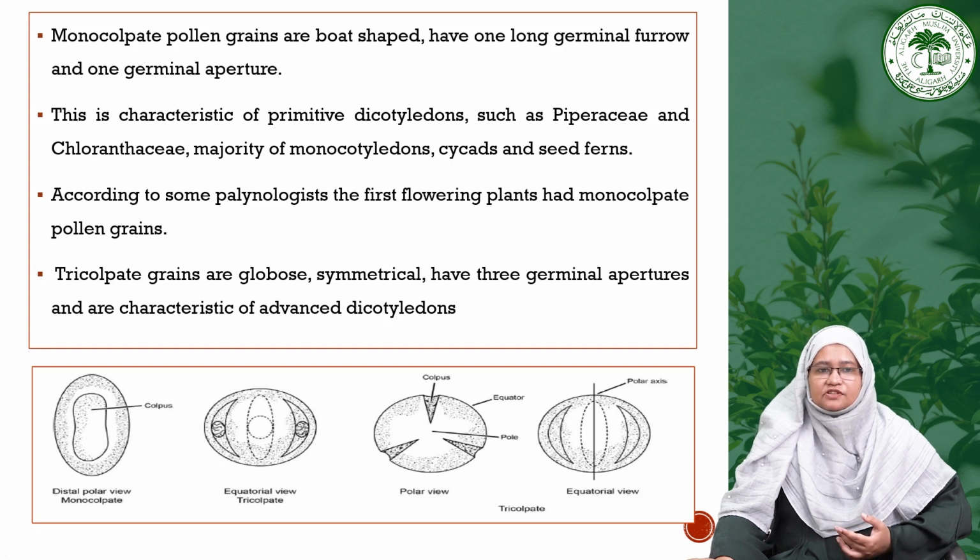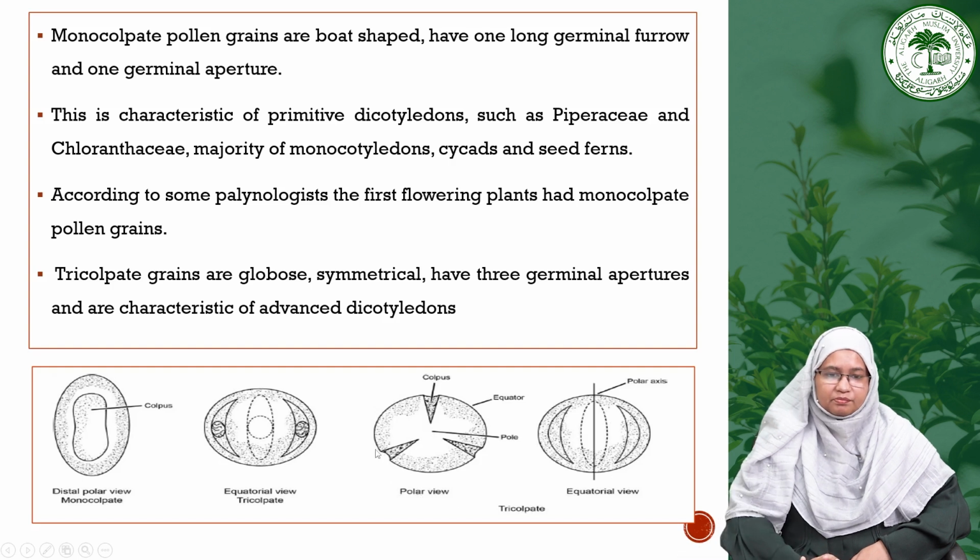The next type is the tricolpate grains, which are globose, symmetrical, have three germinal apertures and are characteristic of advanced dicotyledons. As you can see, these are the tricolpate type, and this one is the equatorial view and this one is the polar view. You can see here the three colpi, the equator, the pole, and the polar axis. This one is the tricolpate type of pollen grain.